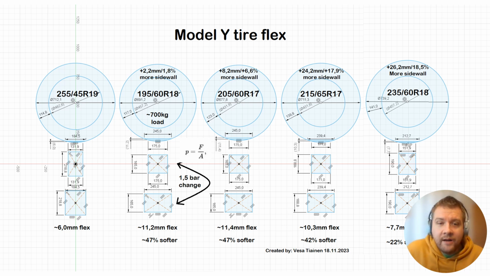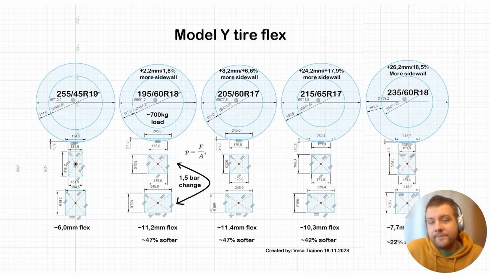And here I have also calculated how much tire sidewall each tire has. The stock tire has a 114 millimeter tire sidewall. Then the 195/60 is almost the same, only 2.2 millimeters more sidewall. But when you move this way, the 215/65/17 has 24 millimeters more tire sidewall, 17.9% more in percentage.